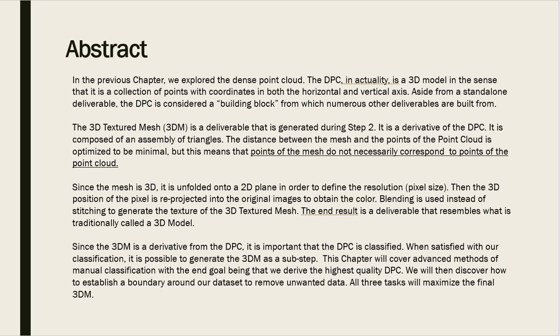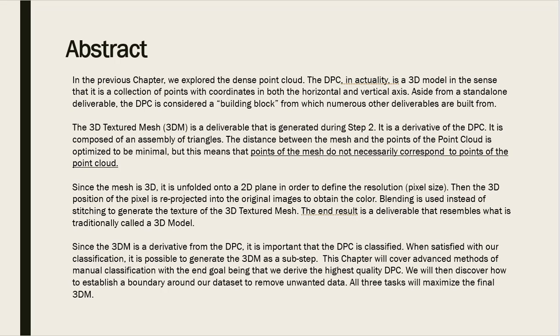It is the composition of an assembly of triangles. The distance between the mesh and the points of the point cloud is optimized to be minimal, but this means that points in the mesh do not necessarily correspond to the points of the point cloud. Since the mesh is 3D, it is unfolded onto a 2D plane in order to define the resolution, or pixel size. Then the 3D position of the pixel is reprojected into the original images to obtain the color. Blending is used instead of stitching to generate the texture of the 3D textured mesh. The end result is a deliverable that resembles a traditional so-called 3D model.